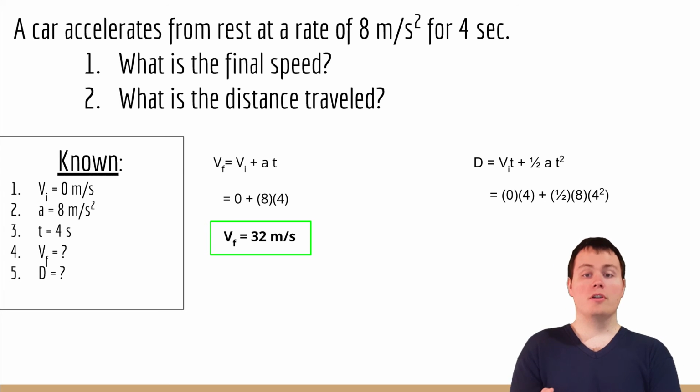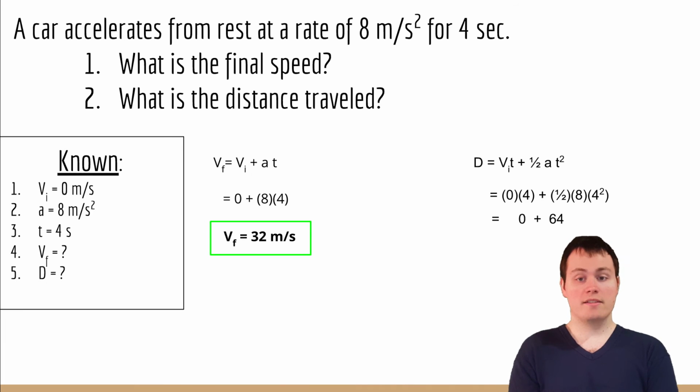For the second term, we know the acceleration, it says, is 8 meters per second squared, and we know the time is 4 seconds. So we just plug all that in, and we find the total distance is 64 meters. And it's as simple as that. Hopefully you found that problem pretty easy.